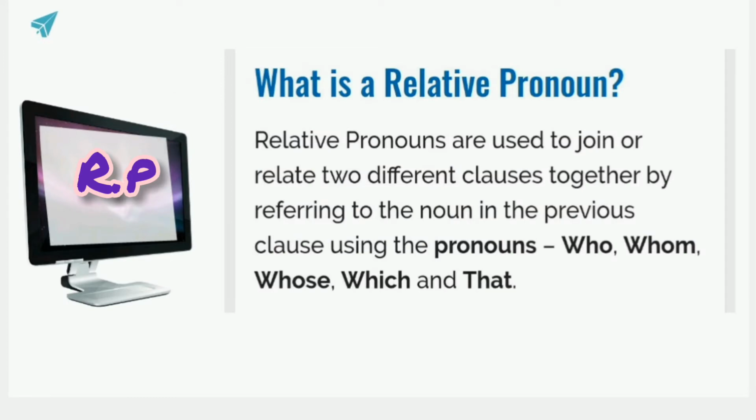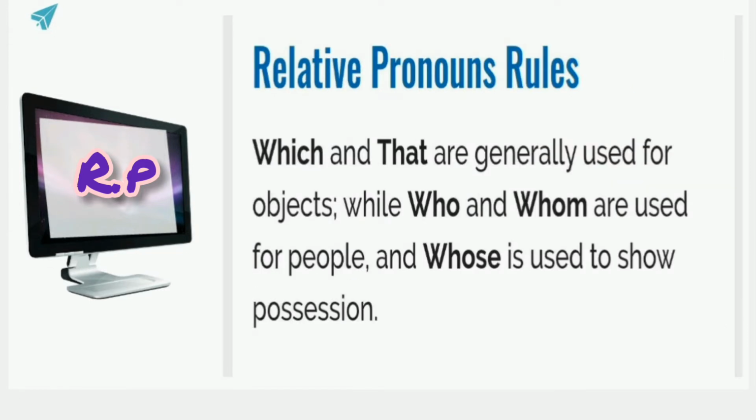Let's see what a relative pronoun is. A relative pronoun is used to join or relate two different clauses together by referring to the noun in the previous clause, using the pronouns who, whom, whose, which, and that. So, let's see the rules to be followed when using relative pronouns. Which and that are generally used for objects, while who and whom are used for people, and whose is used to show possession. Let's see in detail.